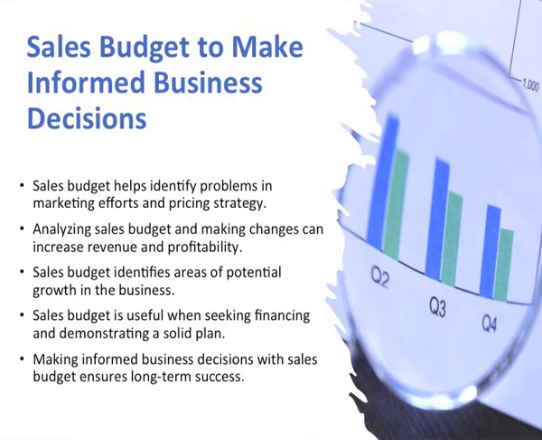Once you have created your sales budget, you can use it to make informed business decisions that will help you maximize your success. For example, if you notice that you are not selling as many tours as you had projected, you can use your sales budget to identify the problem. Perhaps your marketing efforts aren't effective or your pricing strategy needs to be adjusted. By analyzing your sales budget and making changes accordingly, you can increase your sales revenue and improve your profitability.